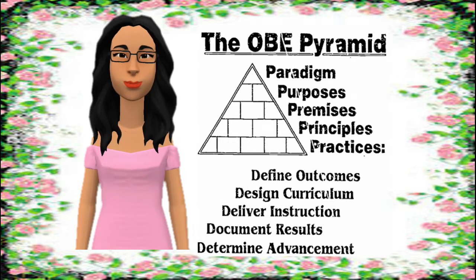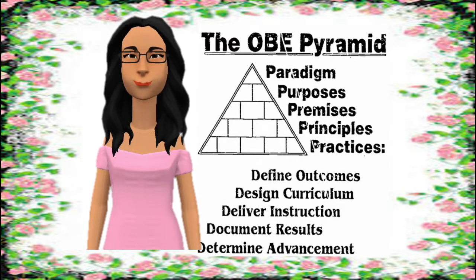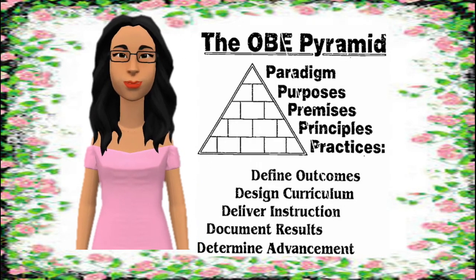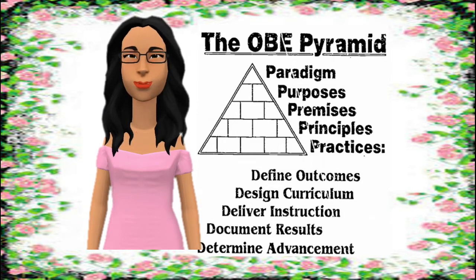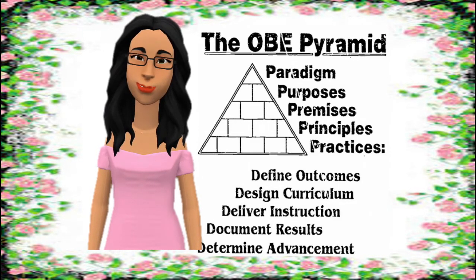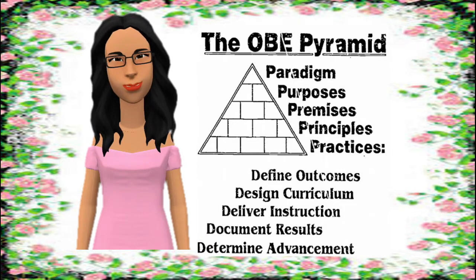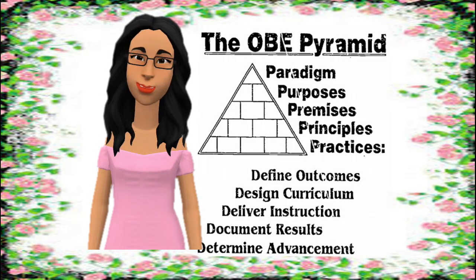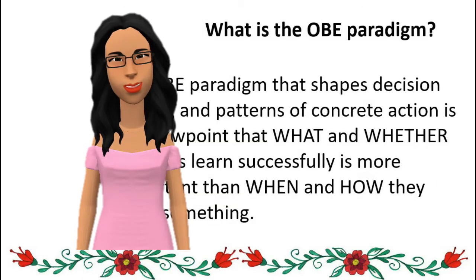Starting at the top, the pyramid suggests that the key OBE elements are the paradigm of operating, then you get the 2 key purposes, the 3 key premises, and 4 operating principles, and lastly 5 generic domains of practice. So let's explore each of these and go into a little more detail on what we mean by them. Let's look at the first one.